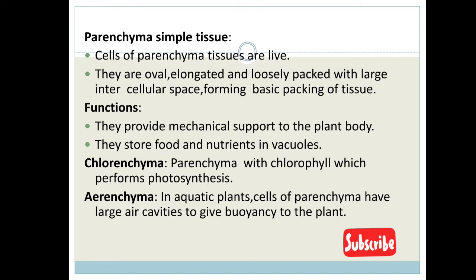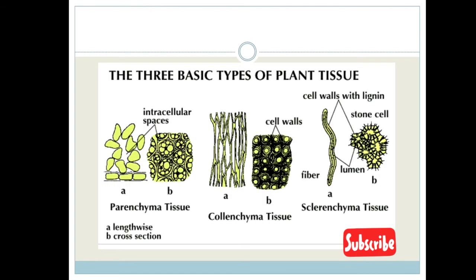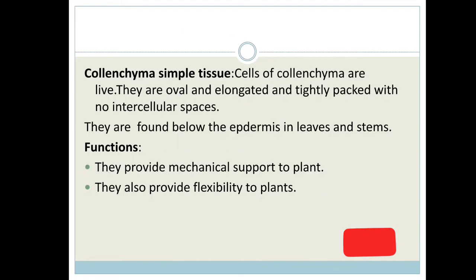Now let us know about the another simple tissue, that is the collenchyma. So the cells of the collenchyma also are live, they are oval and elongated and tightly packed with no intercellular spaces. So you can see here the collenchyma tissues in the picture. So here no intercellular spaces there, and their function is also that they provide the mechanical support to the plant, and also they provide the flexibility to the plants.